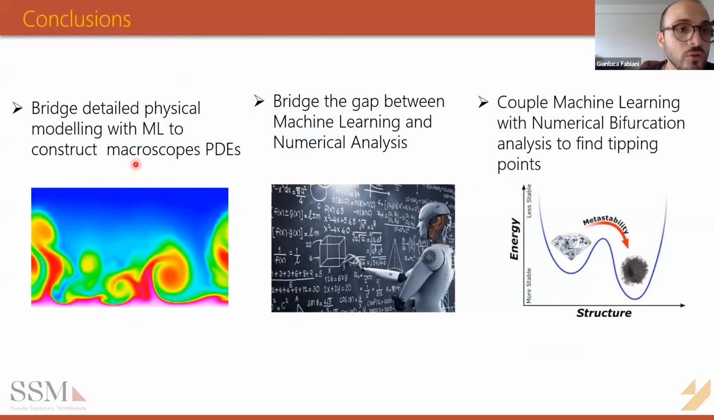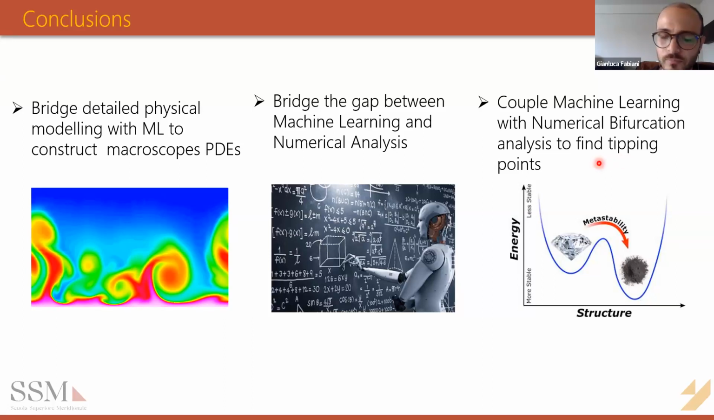To conclude, I showed you that we can use machine learning, also in a random projection form, to bridge detailed physical modeling and finding macroscopic PDEs. Also for the forward problem, we can bridge the gap between machine learning and numerical analysis, especially in terms of computational time, using, for example, random projection neural networks. And we can couple our machine learning algorithms with well-established numerical bifurcation tools to study bifurcation diagrams and tipping points of the system.